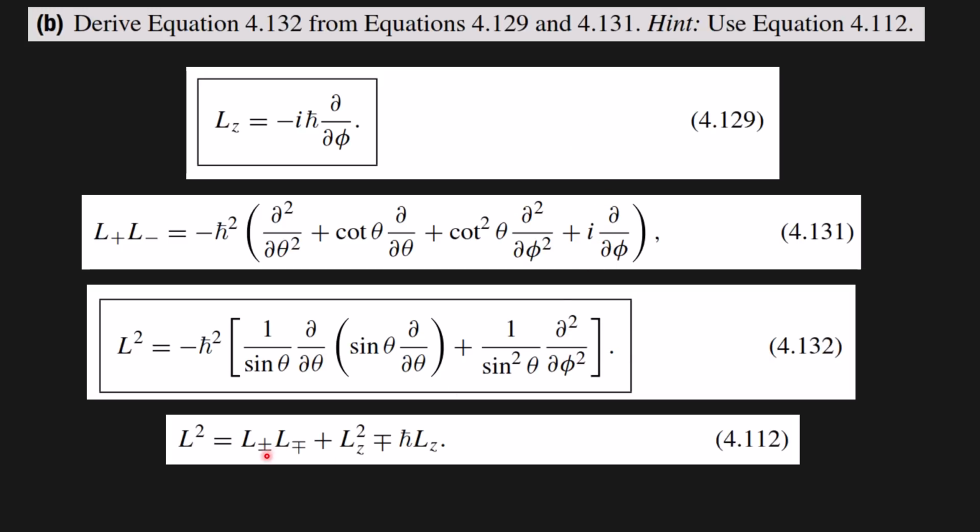And the hint is L squared is equal to L plus or minus multiplied by L minus or plus, plus Lz squared minus or plus h cross Lz, that is equation 4.112. So we have to prove 4.132 using these two equations and applying this hint.